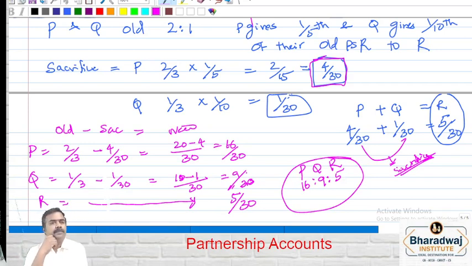Shall we proceed? Please remember, we are in admission of partner. Step number 1. What is step number 1? Old ratio, new ratio, and which ratio? Sacrificing ratio.